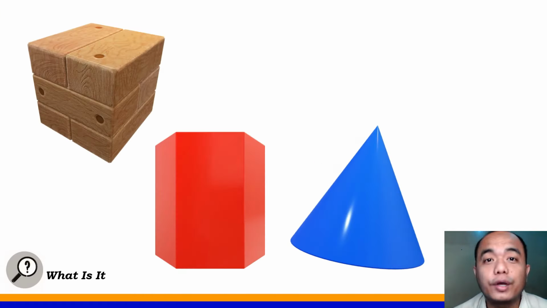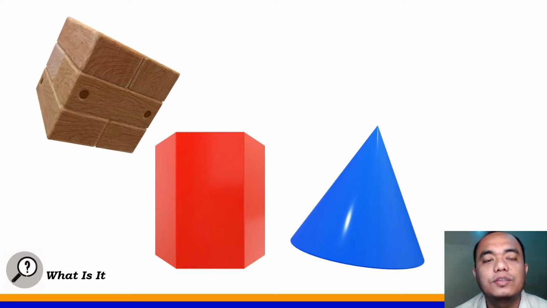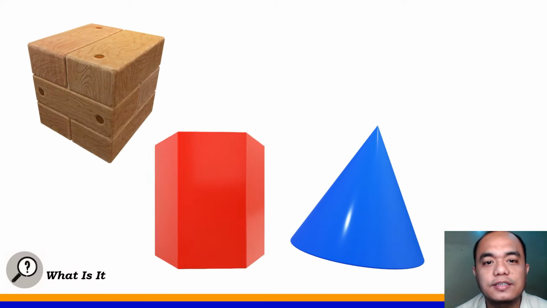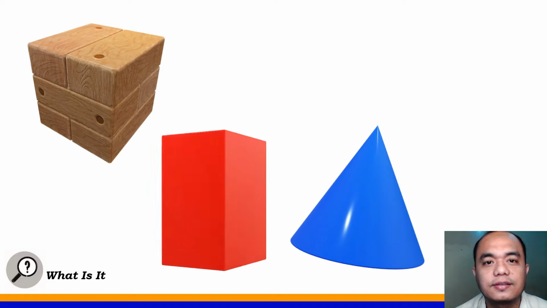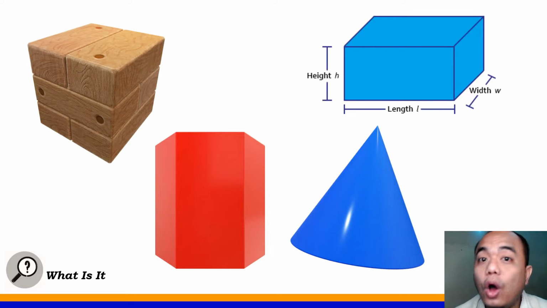Objects in the real world are called three-dimensional. So these are examples of three-dimensional figures. Why do you think the figures shown here on screen are called three-dimensional figures? Yes, we call all these three-dimensional figures because they have length, width, and height, as you see here on the screen.